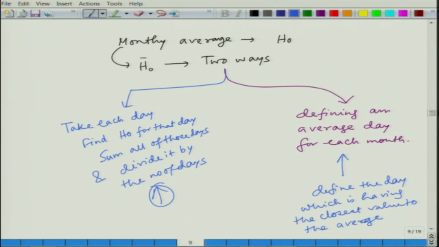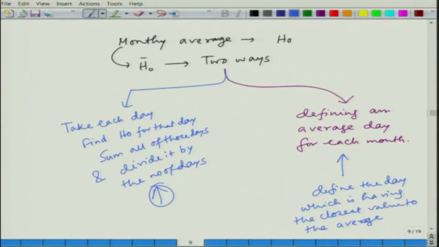That way you are saving a lot of time. Every time you do not have to do the averaging for the whole month. You just find out the H naught for the average day. So, that way you reduce your workload very significantly.